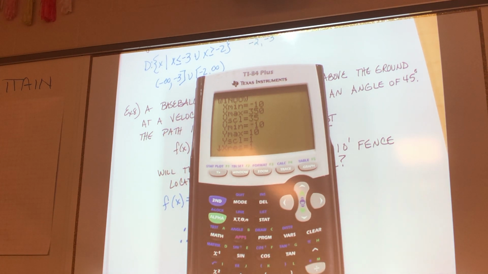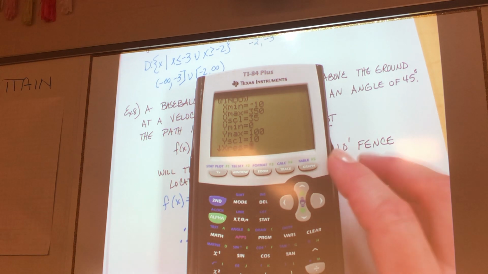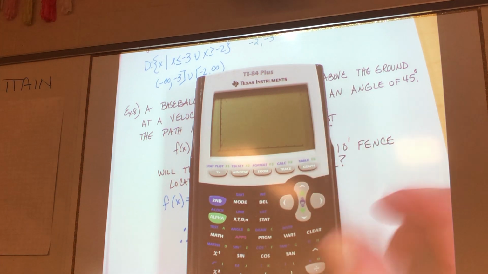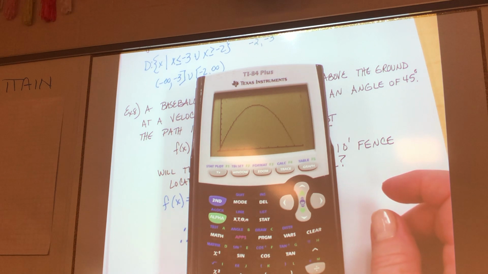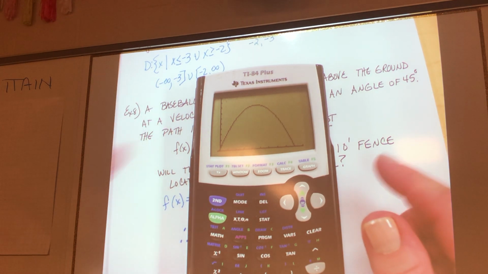What about my y? That's my height. 0 is my min. What do you think the highest it might be is? 50? 70? 100? I don't think it'll be 100, but because it's a parabola, it's going to go high. It's not going to be a line drive. Here we go, graph. You can see it got pretty close to 100.